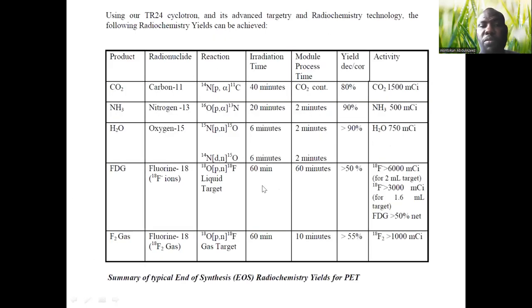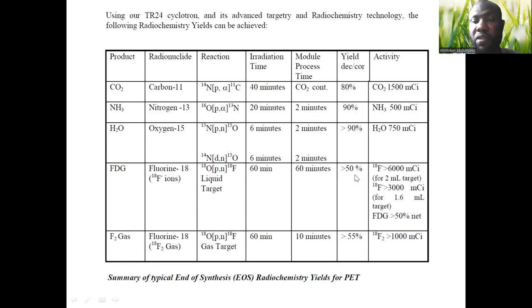I got this table from the TRS 24 cyclotron manual. It tells us about the optimal irradiation time for different isotopes. For instance, when you produce radioactive carbon dioxide, we have carbon-11. For this type of reaction, we use nitrogen-14 and bombard it with a proton, it gives an alpha, and we get carbon-11. The running time is 40 minutes, and this is the module process time. So carbon-11 is processed, and we label it to get carbon dioxide. The activity that we can get for this is 1,500 millicurie. You see, it's very low activity.